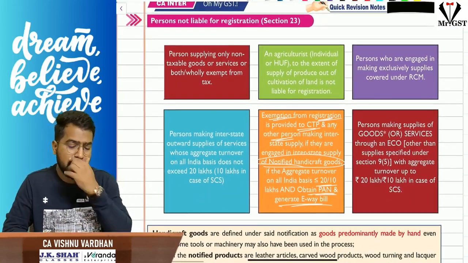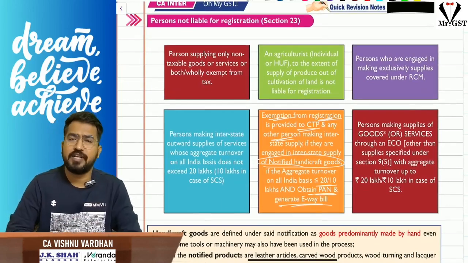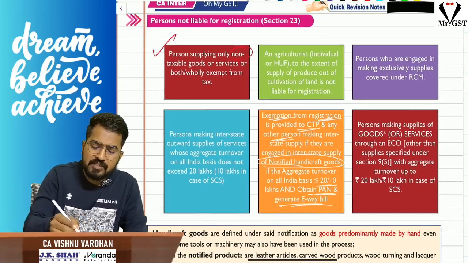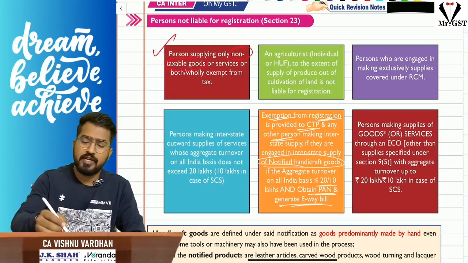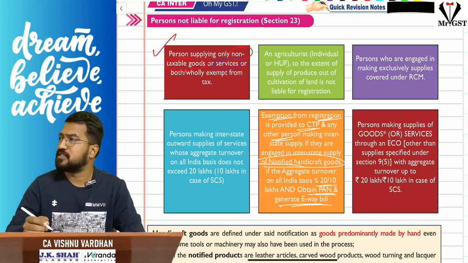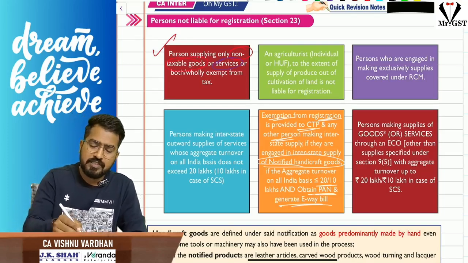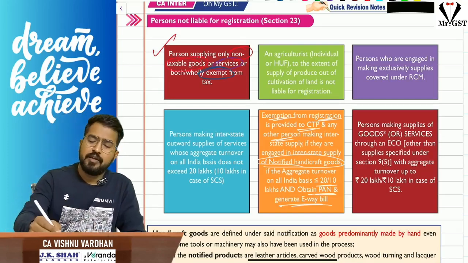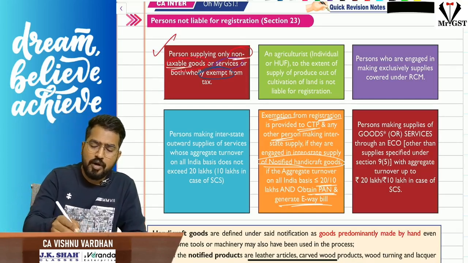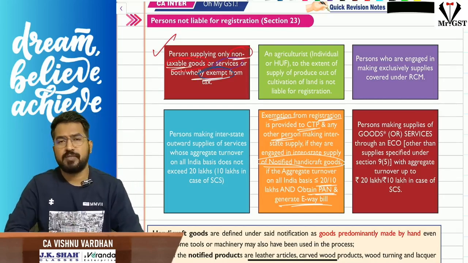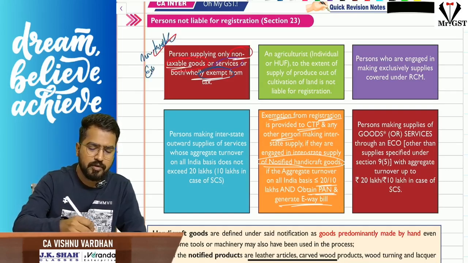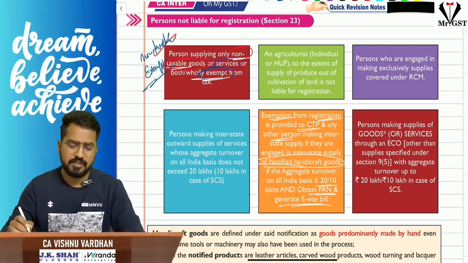The persons who are not liable for registration, who need not take registration as per section 23. Any person who is making only supply of non-taxable goods or non-taxable services, or wholly exempt supplies under GST, is not required to register. Anybody dealing with wholly non-taxable supplies or wholly exempt supplies, simple, non-taxable or exempt, has no need to take GST registration.